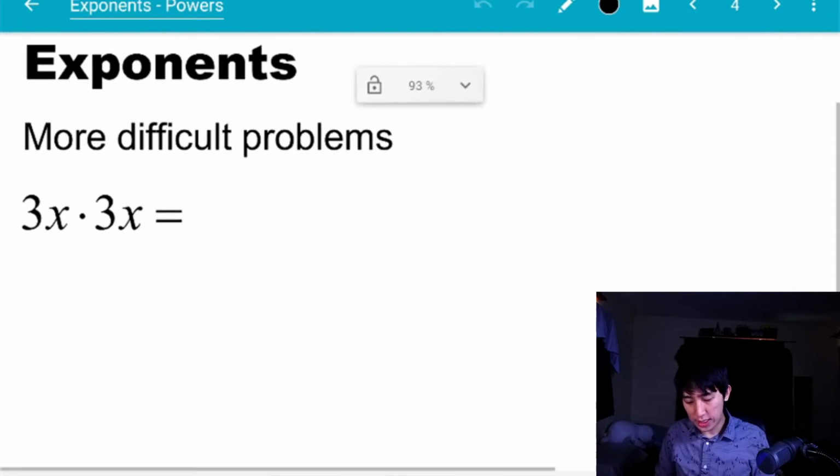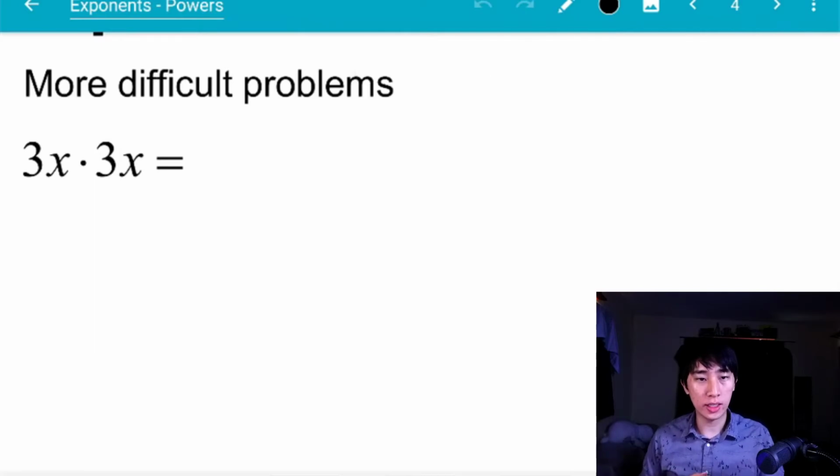Now, we do have some slightly more difficult problems, things that look a little bit more like this. And what I wanted to do is, again, look at this: how do we evaluate and how do we write in exponential notation? When we have these numbers in front of our variables, these are called coefficients. If you remember, coefficients are basically saying, this is a number times a variable, or how many of these variables do we have?